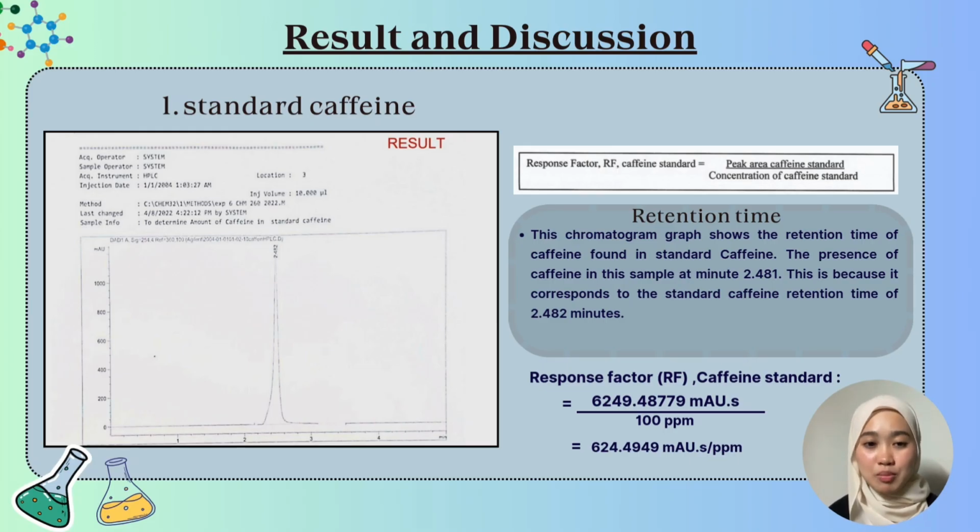Alright, now I want to explain these results and discussions. First, standard caffeine. This chromatogram graph shows the retention time of caffeine found in standard caffeine, the presence of caffeine in this sample at minute 2.481. This corresponds to standard caffeine's retention time of 2.482 minutes. We use the formula of response factor: RF of caffeine standard equals peak area of caffeine standard over concentration of caffeine standard, and the result is 624.4949 milli-absorbance units times seconds.